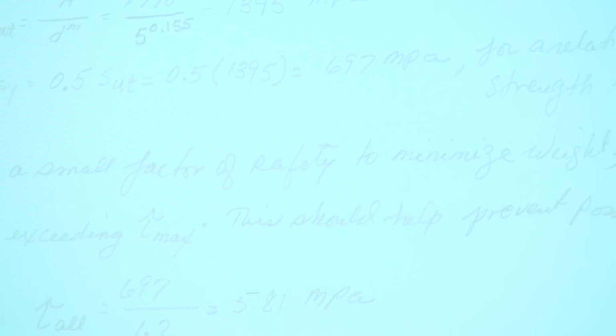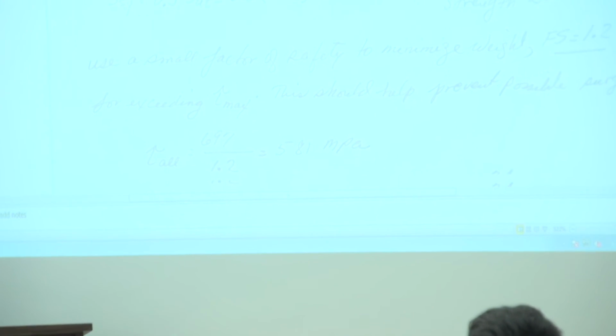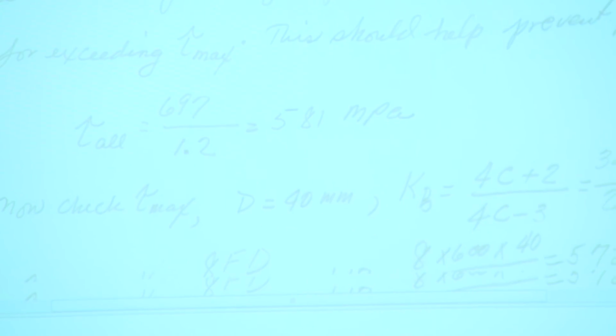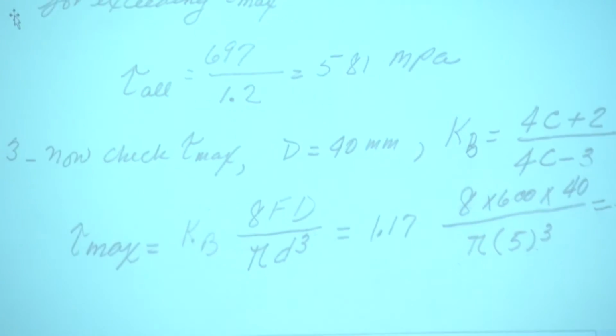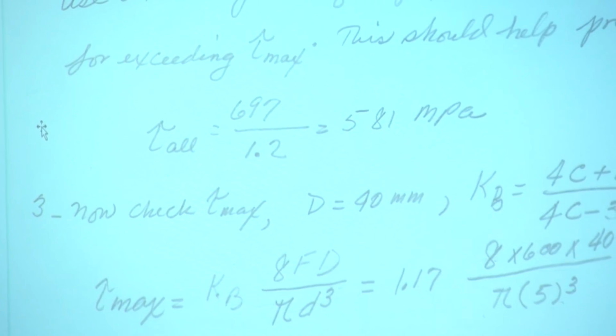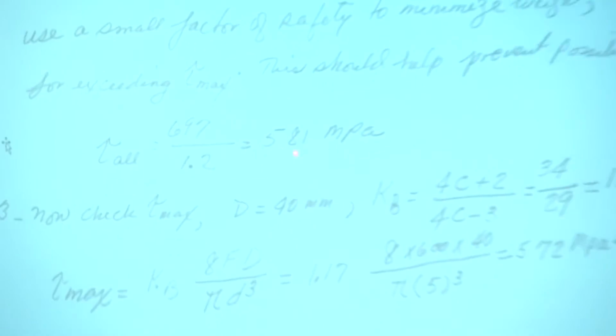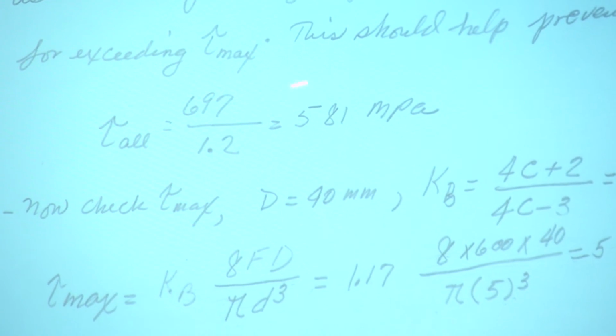The maximum allowable tau, therefore, is equal to the strength, in this case the yield strength, 697, divided by 1.2. So I've got to make sure that the stresses in the spring don't pass that value.